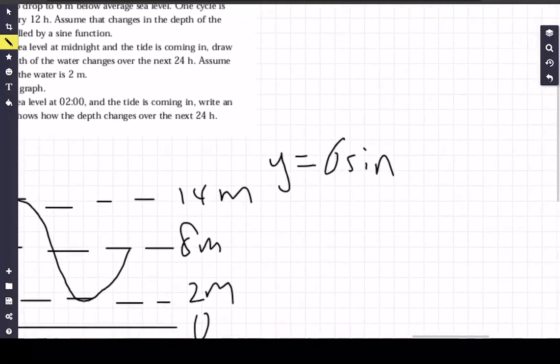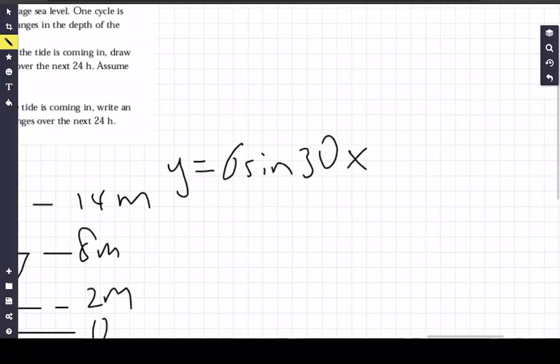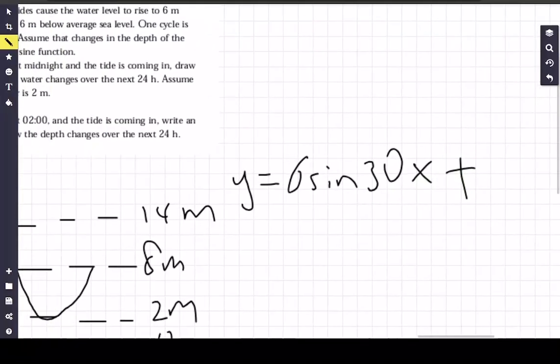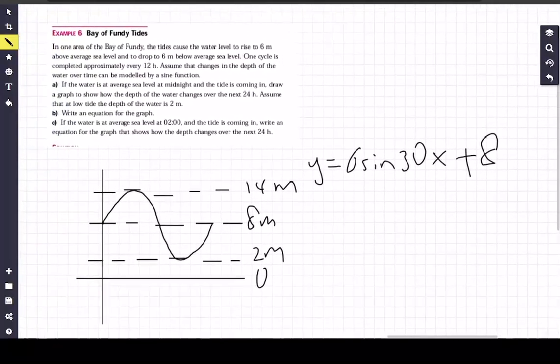is 12 hours. So 360 divided by k is 12 hours. So 360 divided by 12, that's going to give you 30. Okay, so sine of 30x. And then, however, we're going to plus something, because that's our axis, plus 8. So that is our graph.